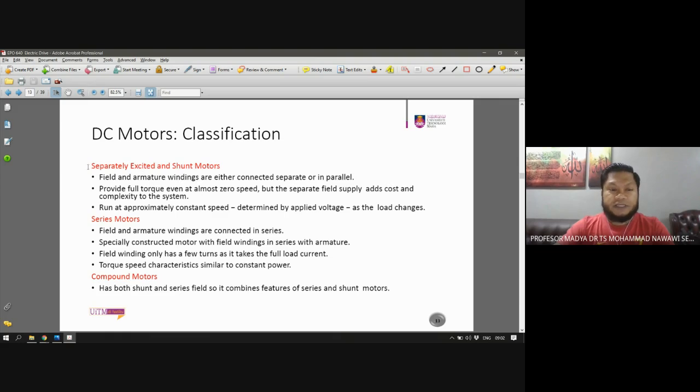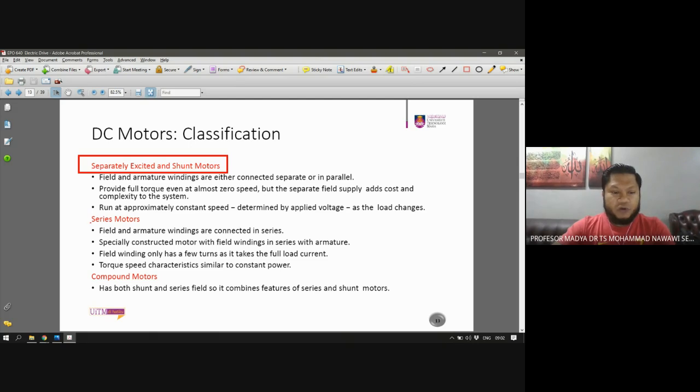And we have three connections: separately excited, or shunt motors. This is interchangeable. Sometimes it's separately excited. If you have separately excited, it means the DC voltage for the motor comes from a completely separate, different source. But if you have a shunt motor, they still have the same DC supply, but then the field windings and the armature windings are connected in shunt connection, parallel connection.